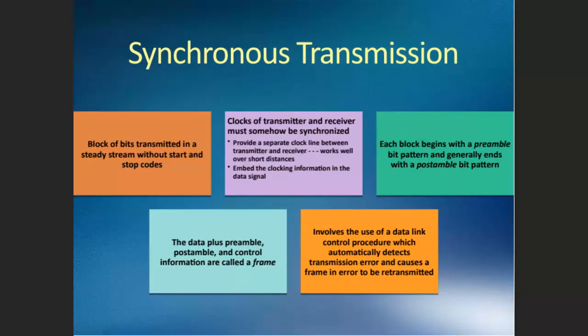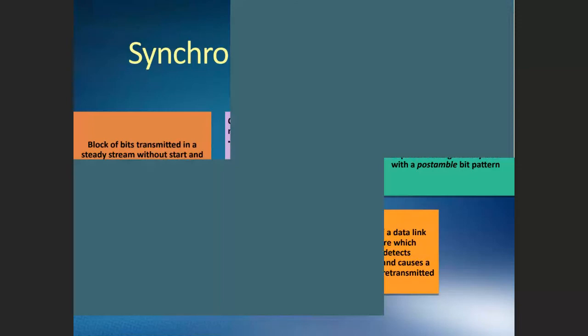It involves the use of a data link control procedure which automatically detects transmission errors and causes a frame in error to be retransmitted. The data link will detect if a frame came with error, it will ask the sender to retransmit that data. All right?